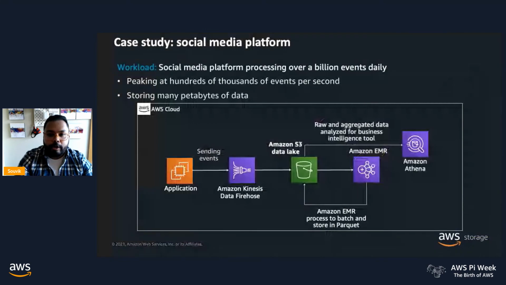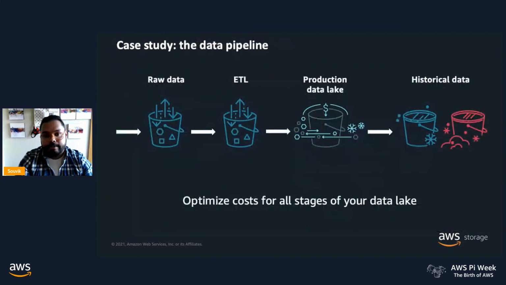We recently worked with a social media platform that is processing billions of objects and billions of events daily in their data lake, storing petabytes of data. So you can imagine the scale here. They ingested events through Amazon Kinesis Data Firehose to their Amazon S3 data lake. Once in Amazon S3, they ran hourly EMR jobs to batch, transform, and store that data in a Parquet format. And then they consumed that data with tools such as Amazon Athena.